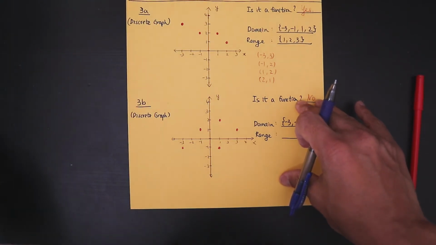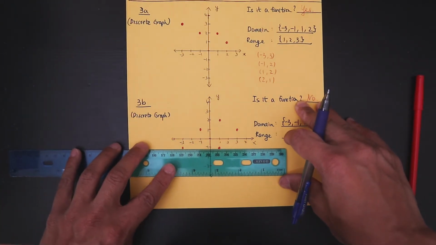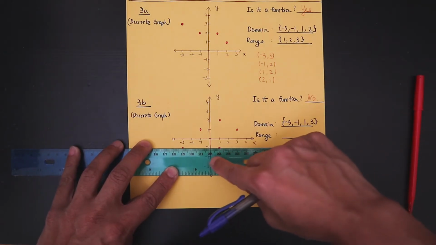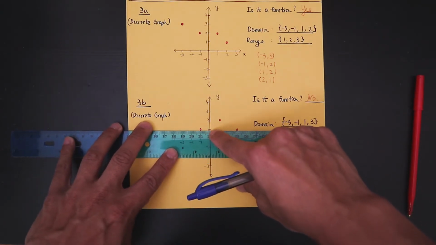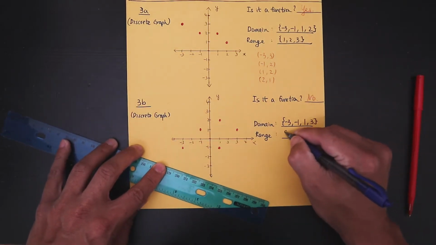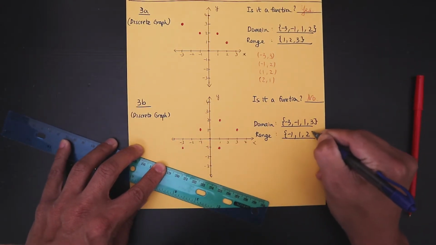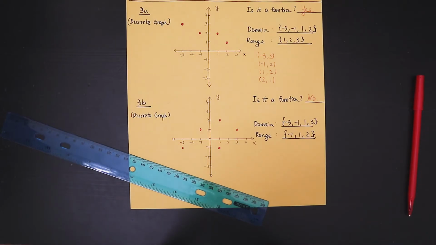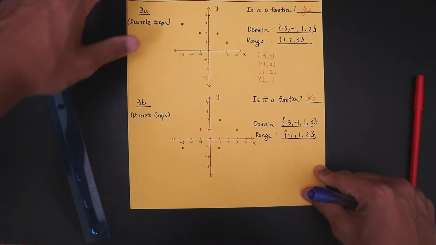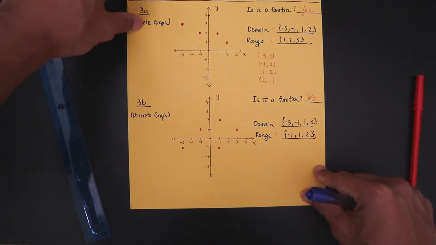And then for the range, I look at the y-axis, right? I'm going to flip the ruler horizontally, and I see that it's at -1, 1, and 2. So it's going to be -1, 1, and 2 like this, okay? And that's how you find domain and range from a discrete graph.